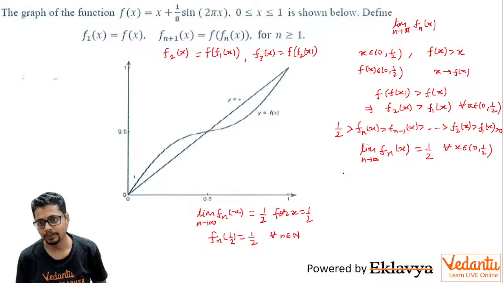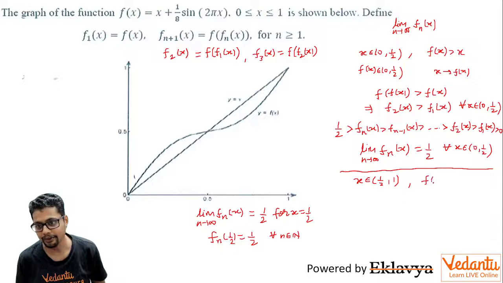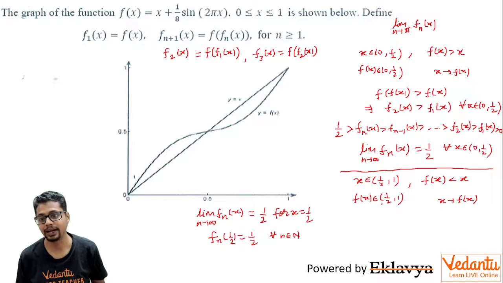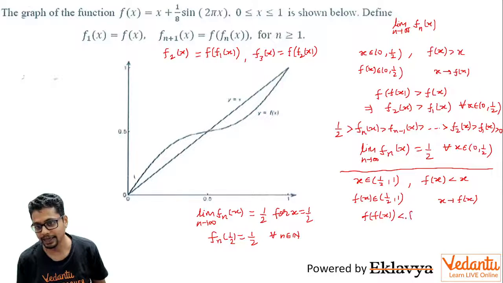Now coming to the other part, x belonging to half open to 1 open. Here we have already seen in the beginning that f of x is less than x for every x in this interval half open to 1 open. At the same time, even f of x is in this interval half open to 1 open. So instead of x I can put f of x, and the inequality would still hold, because even f of x is in this interval whenever x is between half open and 1 open. So I can say f of f of x is less than f of x for every x in this interval half open to 1 open.